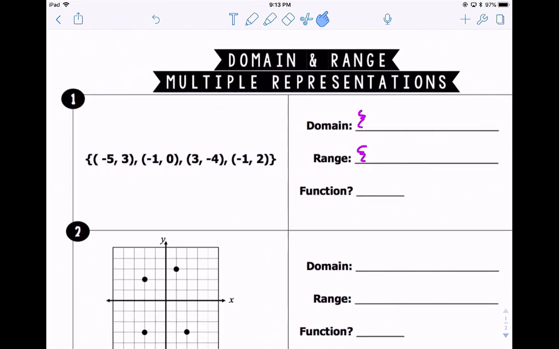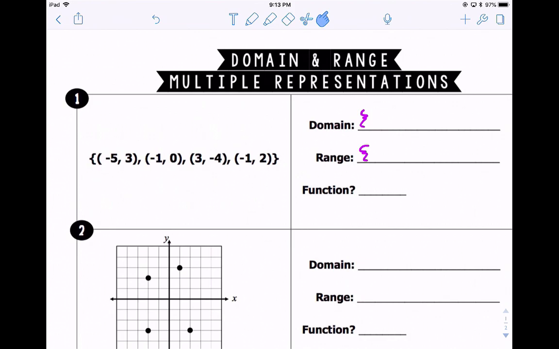Remember that we also put the numbers in order from least to greatest, and we do not repeat values. So for domain, I'm looking at the x's. So I have -5, -1, 3, and another -1. So I'm going to write those out. I'm going to put them in order from least to greatest, and that -1 that repeated, I'm only going to write one time. So I'm going to put -5, that's the least number, comma, then -1, and I'm only going to write it one time, comma, and then 3, and then I'm going to close my bracket.